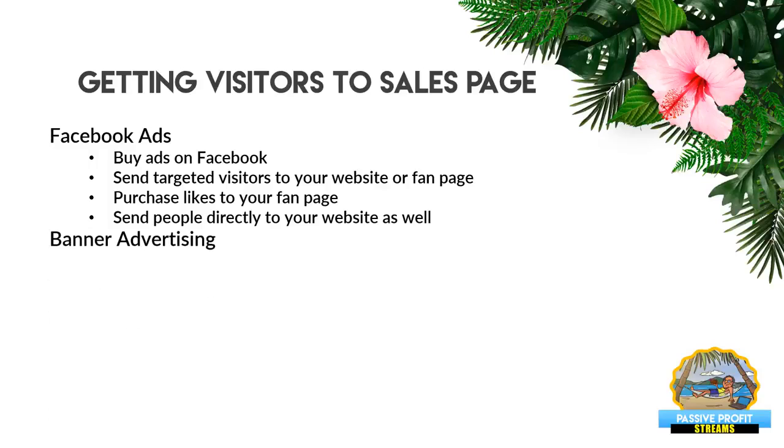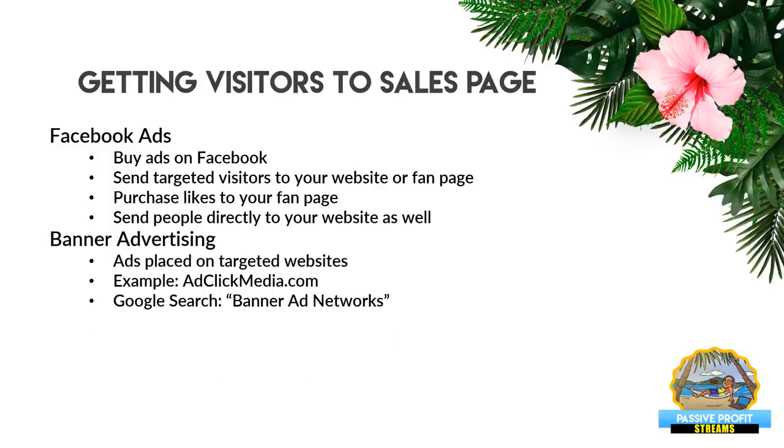Also available are some of the conventional methods, which is banner advertising. You can place ads for your website or your sales page or your membership site on targeted websites. An example would be adclickmedia.com. That's adclickmedia.com, or you could always Google search banner ad networks, and that's a great way to get your offer blasted out there on some of the most popular types of websites and to get your message out there to the masses. And of course, you can do article marketing as well.